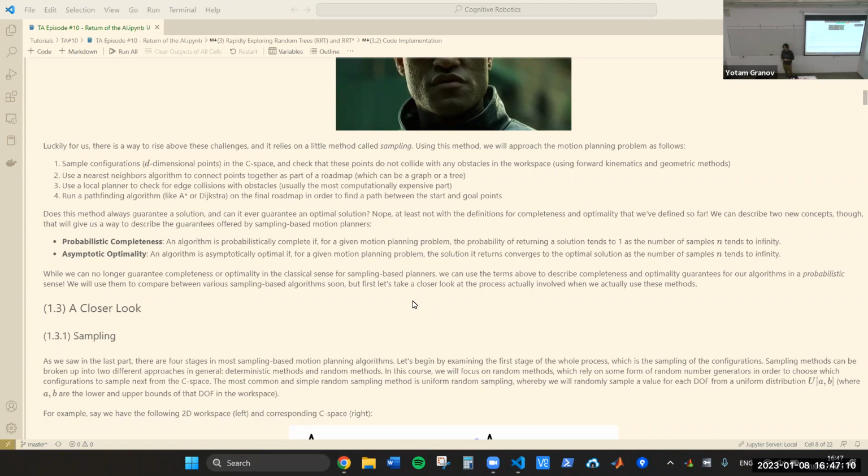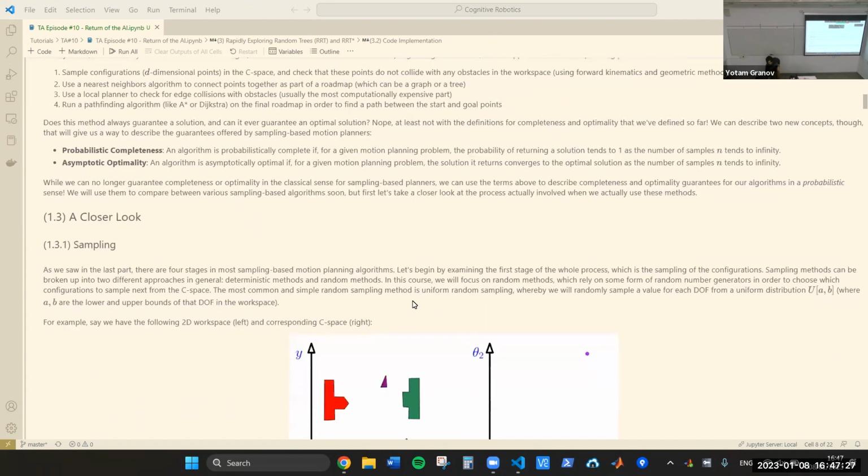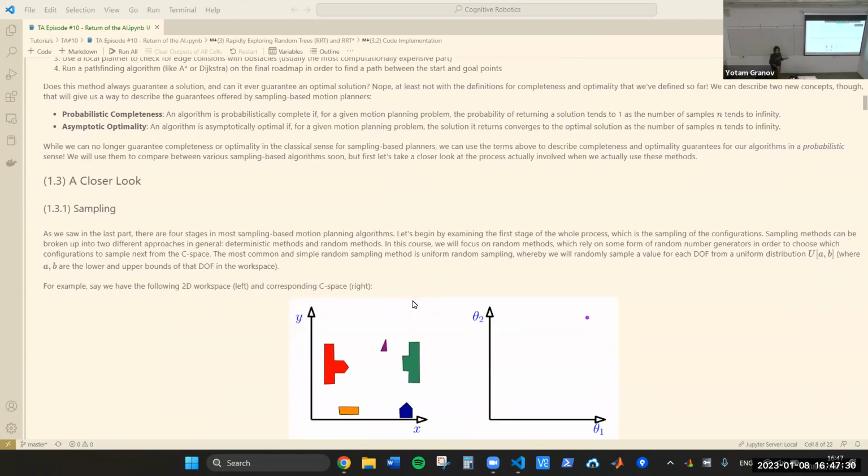Likewise, we have asymptotic optimality. This is a similar concept. As I sample more and more points, my solutions will converge to the optimal solution. So I'm getting some sort of idea of how close I am getting to optimal the more I sample points. And we'll use these two concepts now to evaluate a few algorithms. So today we're going to discuss two algorithms and one variant. We'll be discussing the probabilistic roadmap, and we'll discuss the rapidly exploring random trees algorithm, as well as the RRT star algorithm.